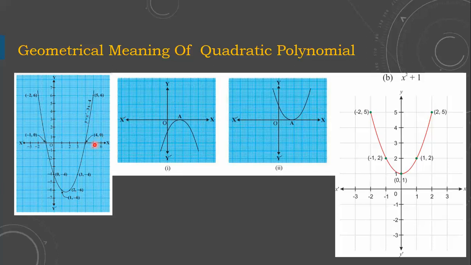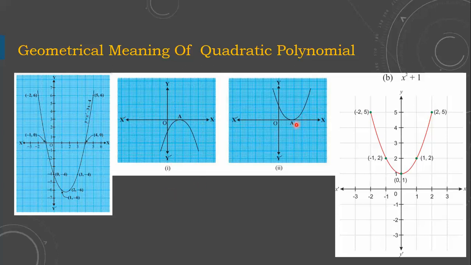And here it cuts the x-axis in 4, so coordinate (4, 0). So 2 zeros we get here. Same way, here somewhere it cuts only at one point. Okay, and see, this is also the shape of a parabola, but it is downward. Alright, it opens downward and touches the x-axis at only one point.